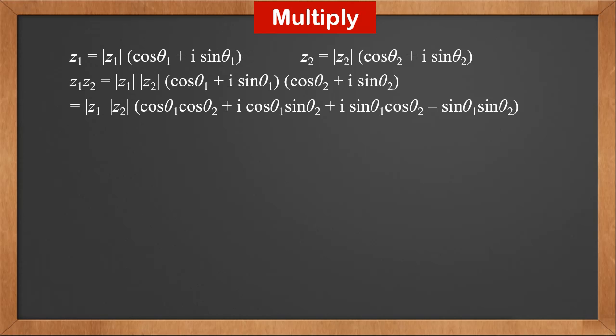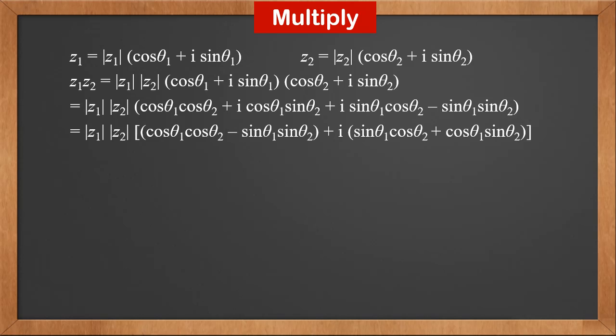Let's open the brackets. It is cosine theta 1 cosine theta 2, plus i cosine theta 1 sine theta 2, plus i sine theta 1 cosine theta 2, minus sine theta 1 sine theta 2. This is cosine theta 1 cosine theta 2 minus sine theta 1 sine theta 2, plus i times sine theta 1 cosine theta 2 plus cosine theta 1 sine theta 2.